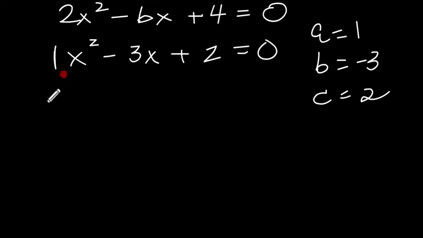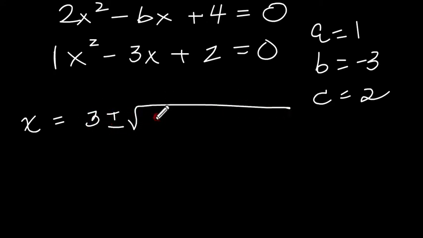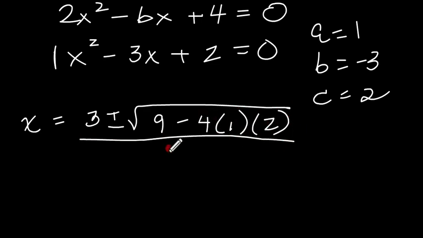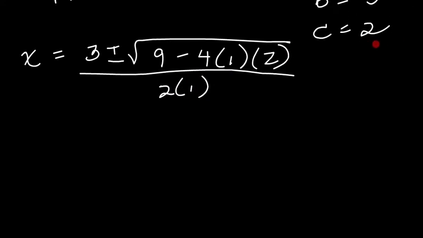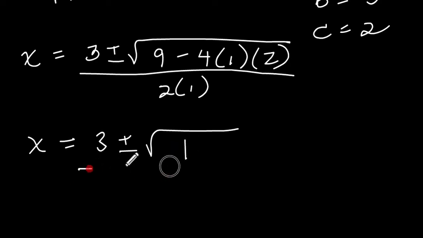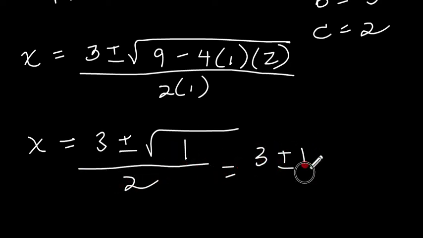I think you know how to do this. So you get x equals negative b, so it's going to be positive 3, plus or minus the square root of b squared, which would be 9, minus 4 times 1 times 2, all over 2a, so it's going to be 2 times 1. All right, and then we simplify underneath the radical, so you get x equals 3 plus or minus. So this is going to be 9 minus 8, which is 1. It's not going to be this easy on the test. So you're going to get 3 plus or minus 1 over 2.